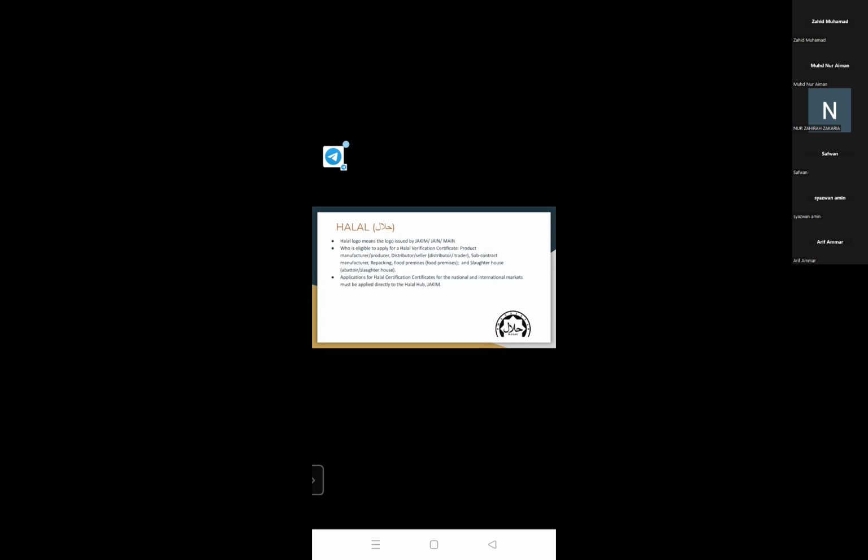Next is halal. The halal logo means the logo issued by JAKIM and contains an 8-pointed star in the center of a circle, with the Arabic word halal in the center followed by the Roman writing halal. The circle of the logo is written with the words Malaysia in Roman script and Malaysia in Arabic. Two small 5-pointed stars are placed to separate the Roman writing and the Arabic word.